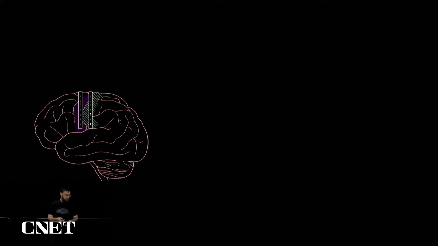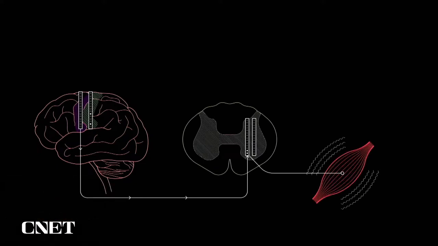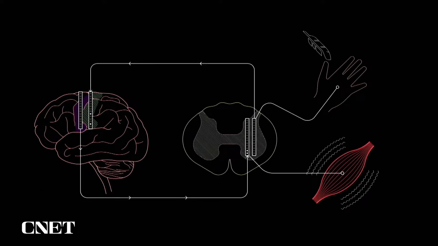So putting those two loops together, we have motor intentions decoded from the brain, used to stimulate the spinal cord, causing movement, and then the sensory consequences of those actions being recorded in the spinal cord to stimulate the brain, causing perception.